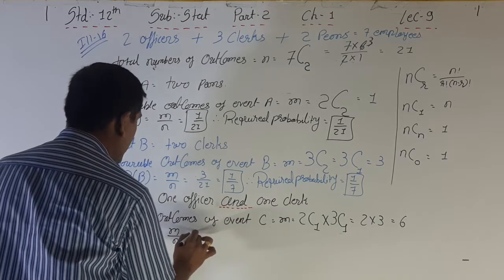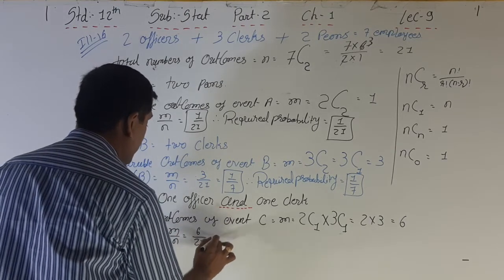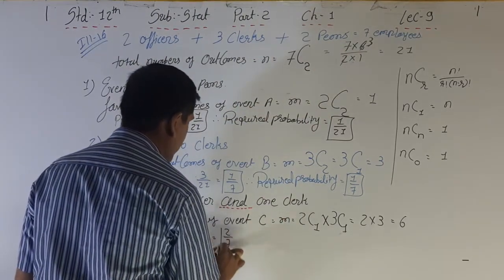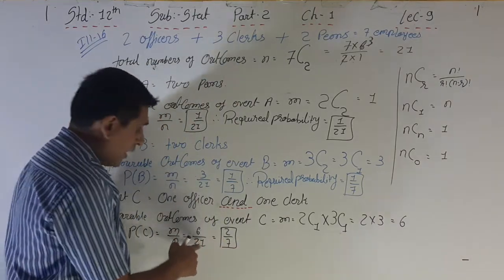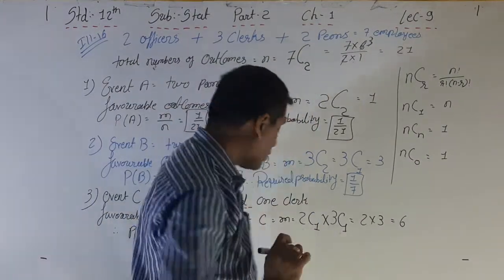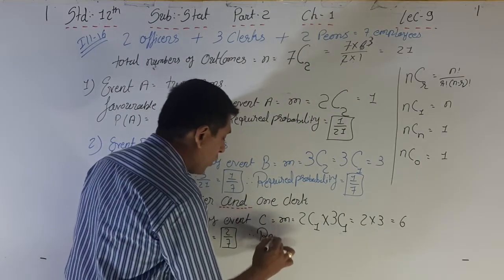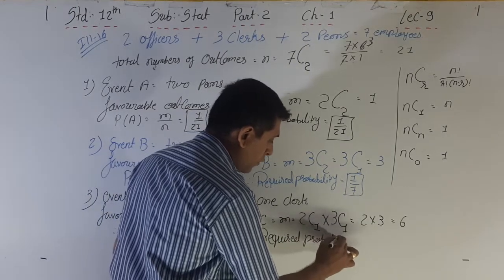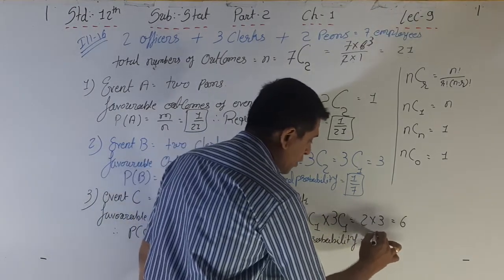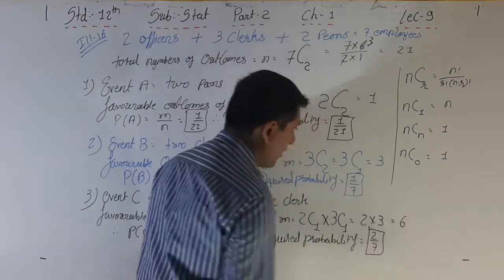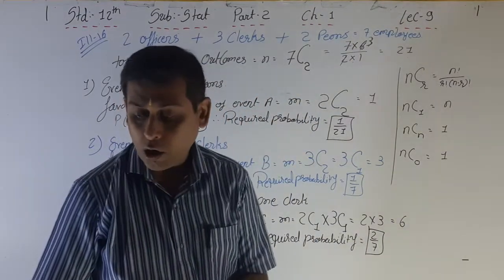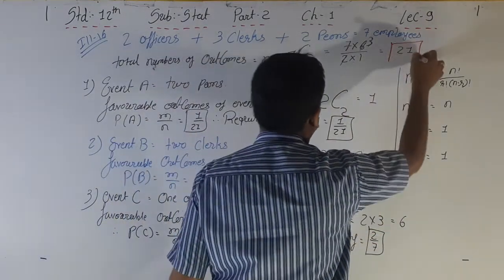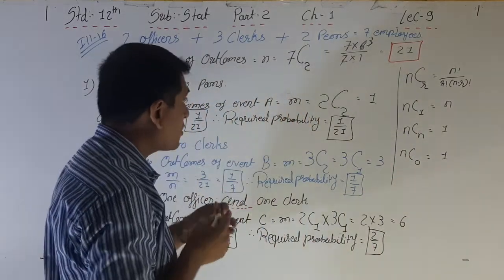Now therefore P of C is equal to M upon N is equal to 6 upon 21 because N is equal to 21, and that's why 2 by 7. 2 3s are 6 and 7 3s are 21. That's why 2 by 7. Therefore required probability is equal to 2 by 7. So here your illustration number 16 is over. It is most important, so please keep in mind all these things.